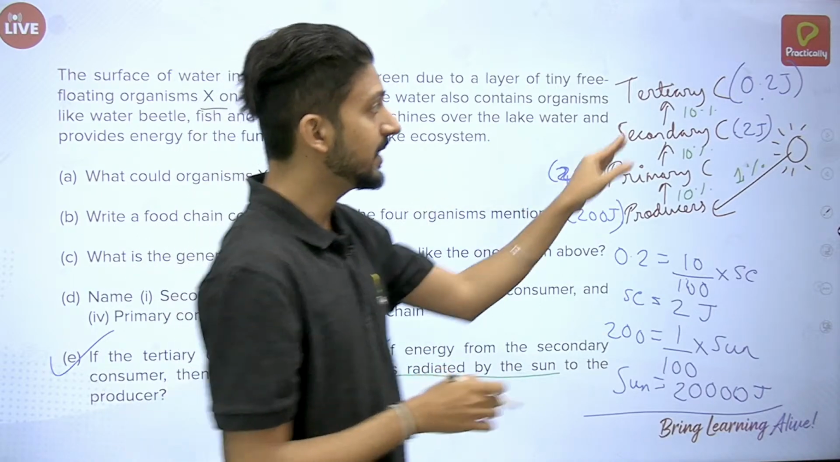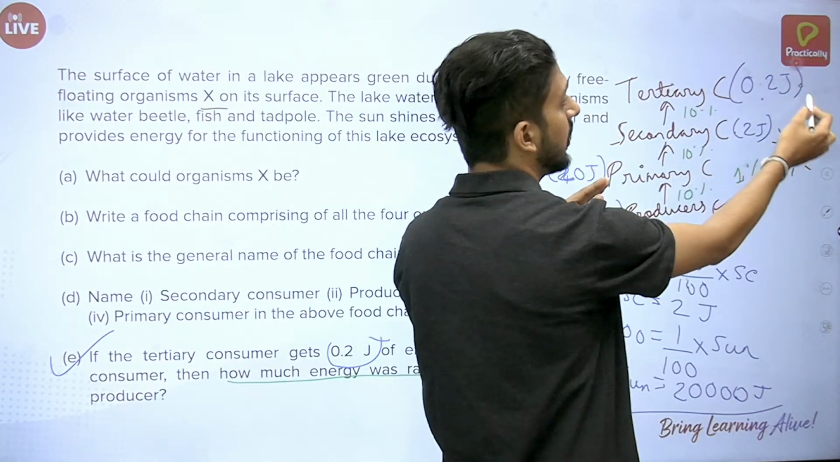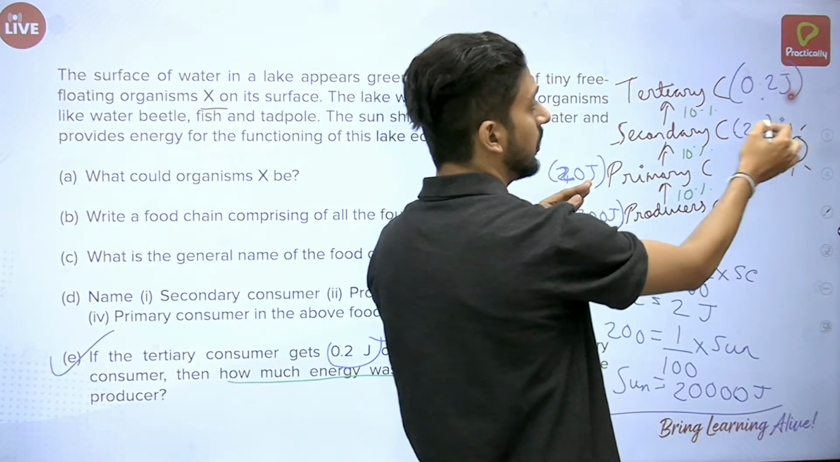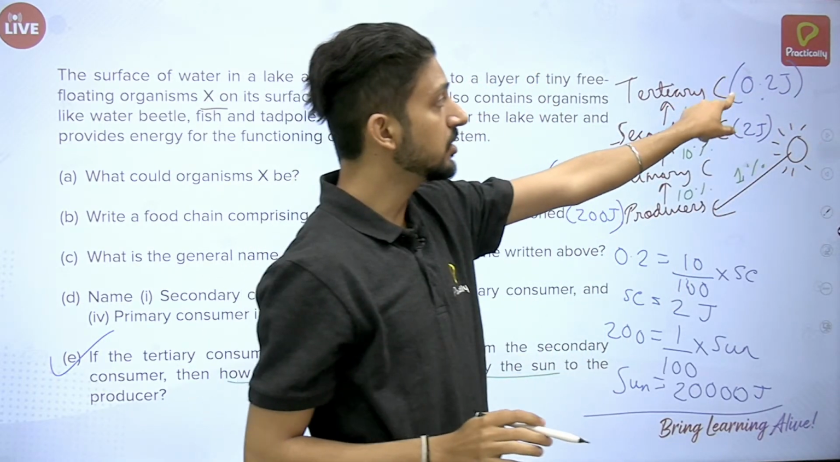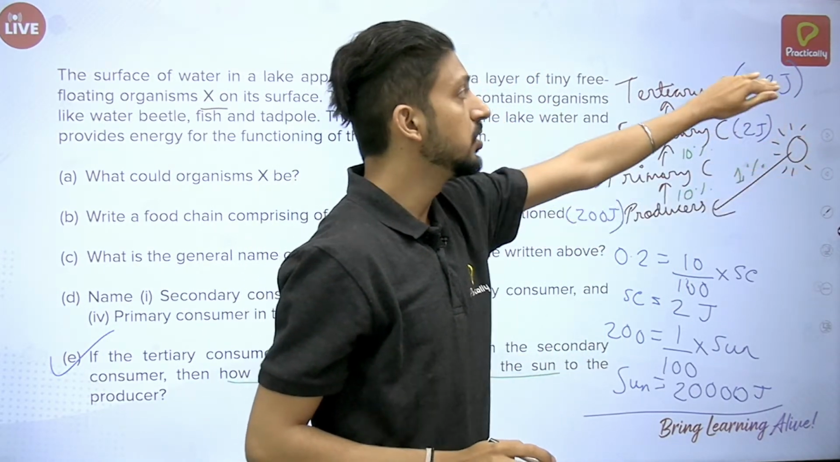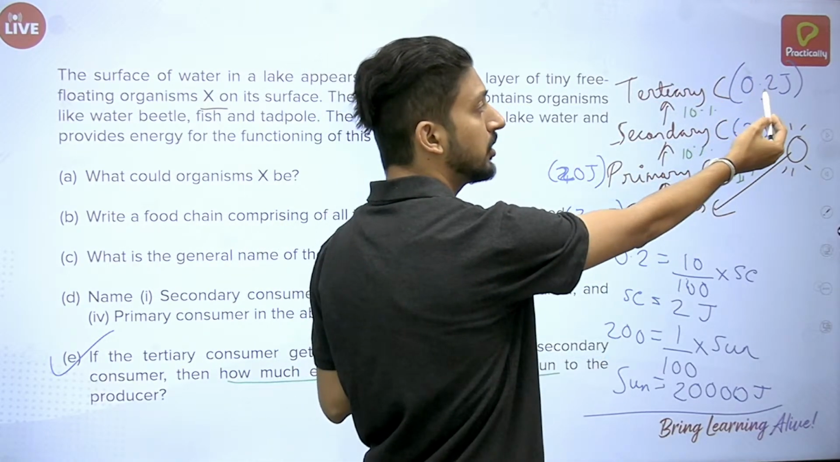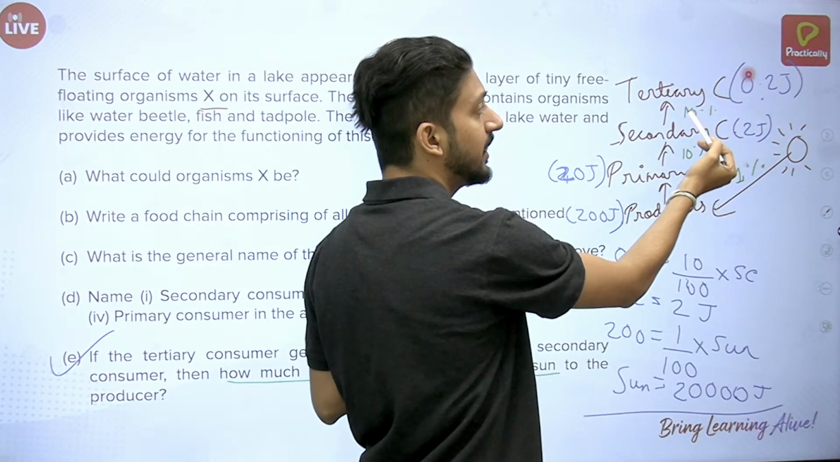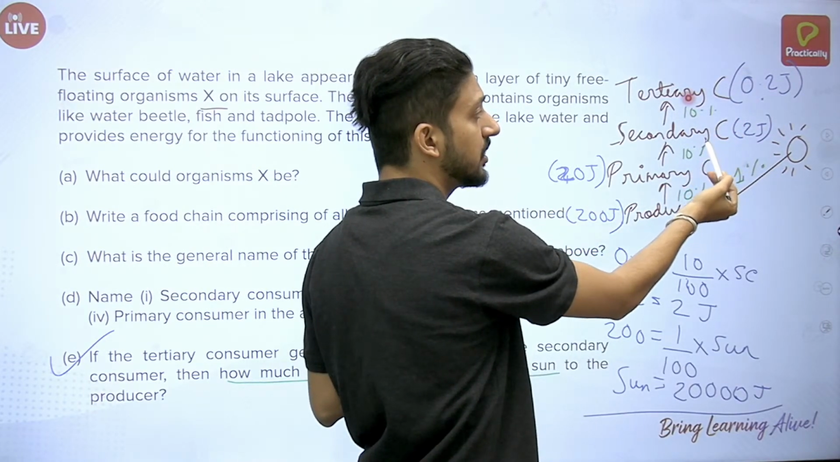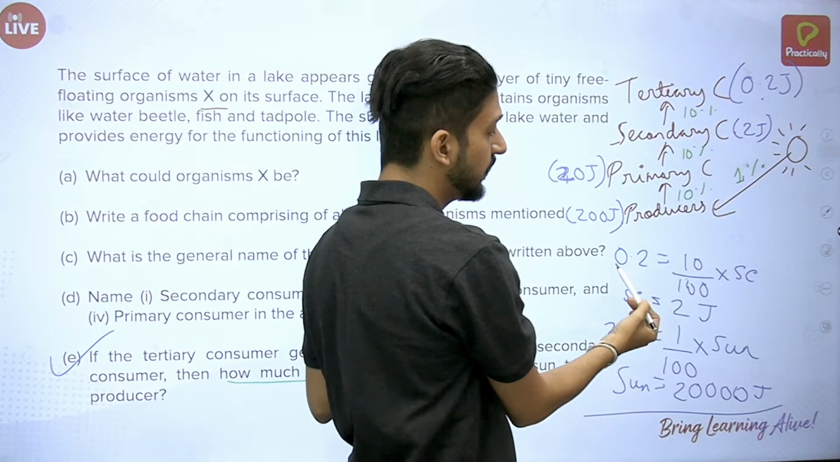The question said that the tertiary consumer had 0.2 joule of energy, and they have asked us to find out the energy given out by the sun. So we have to take a reverse approach. According to the 10% law, 0.2 joule is nothing but 10% of the energy received by the secondary consumer. So that's what we did here.